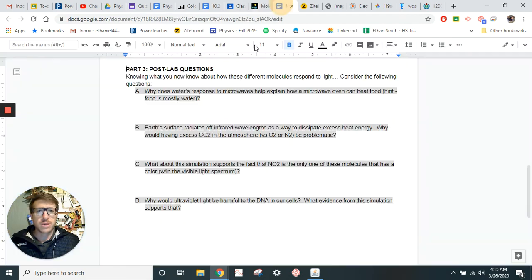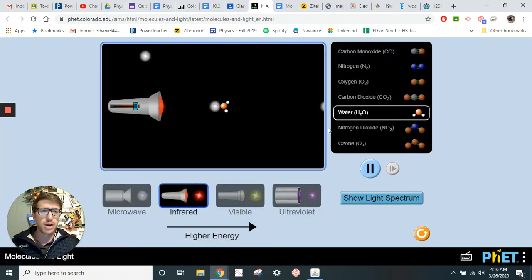Okay, so that's one. The second one, B: Earth's surface radiates off infrared wavelengths. As Earth's surface heats, all warm things above 0 degrees Kelvin, above absolute zero, radiate off infrared waves to get rid of some of that heat, to dissipate it. So the Earth radiates some of the excess heat, and a lot of it ends up going up into space, just leaving Earth as a whole, never to return. But there are certain molecules that we can put up there.